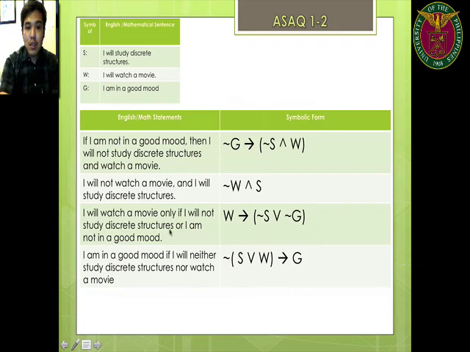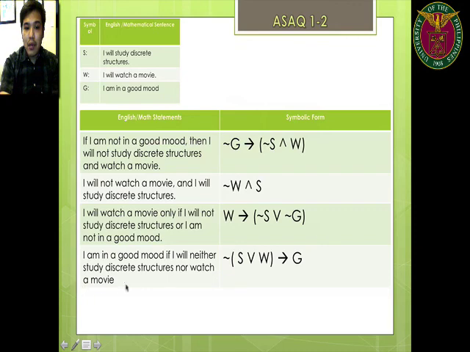I will not study discrete structures is a negation of S, and then we put an or a disjunction. I am not in a good mood is another negation of G. So W implies not S or not G. Finally, we have I am in a good mood if I will neither study discrete structures nor watch a movie. So as you can see, if here is succeeded by a sufficient condition. So if it's a sufficient condition, then it will become the premise.